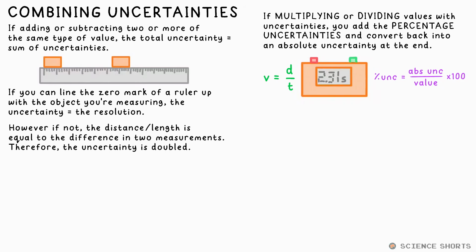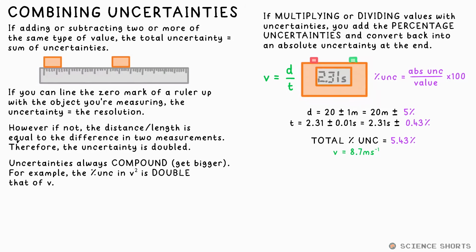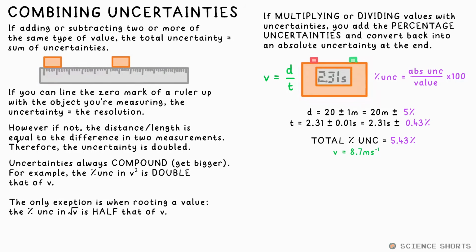In this case, you convert the absolute uncertainties into percentage uncertainties, and then you add them all up regardless of whether it's being multiplied or divided. So let's say we have these measurements, which we put into an equation to calculate an answer. Here are the uncertainties in percentage form as well, and I've added them up to give the total percentage uncertainty. Uncertainties always increase, by the way, regardless of whether you're adding, subtracting, multiplying, or dividing.